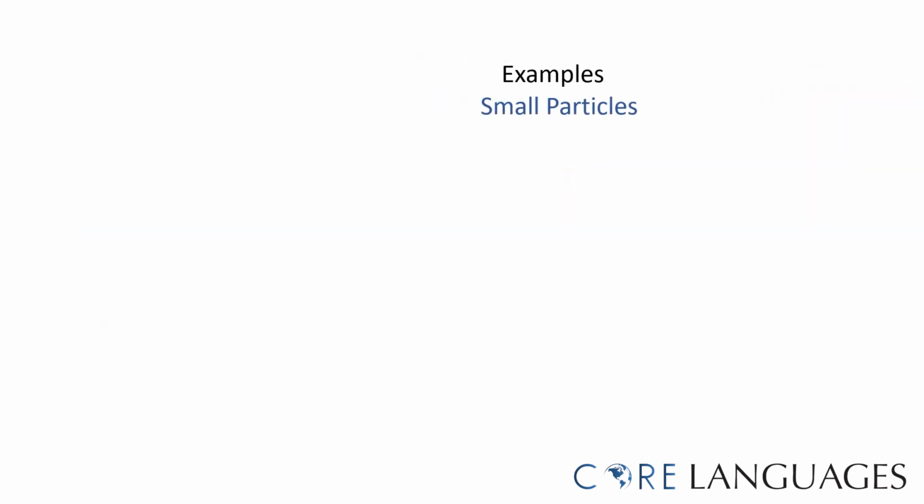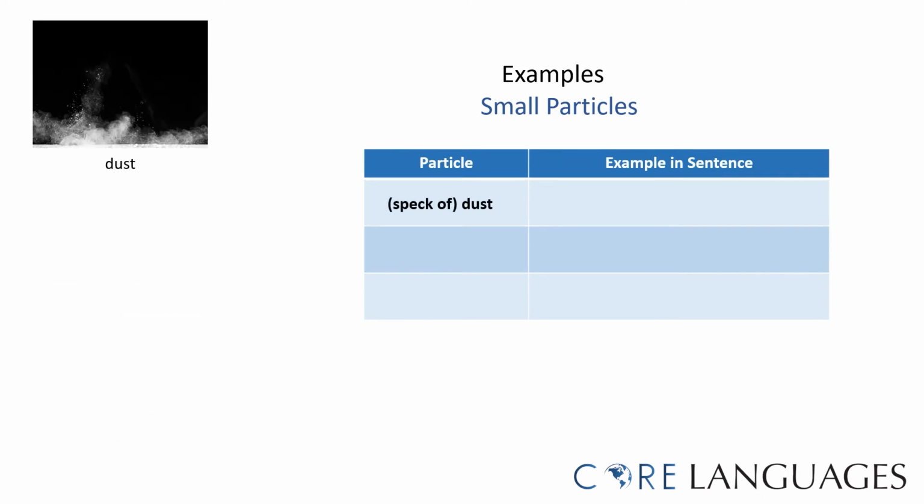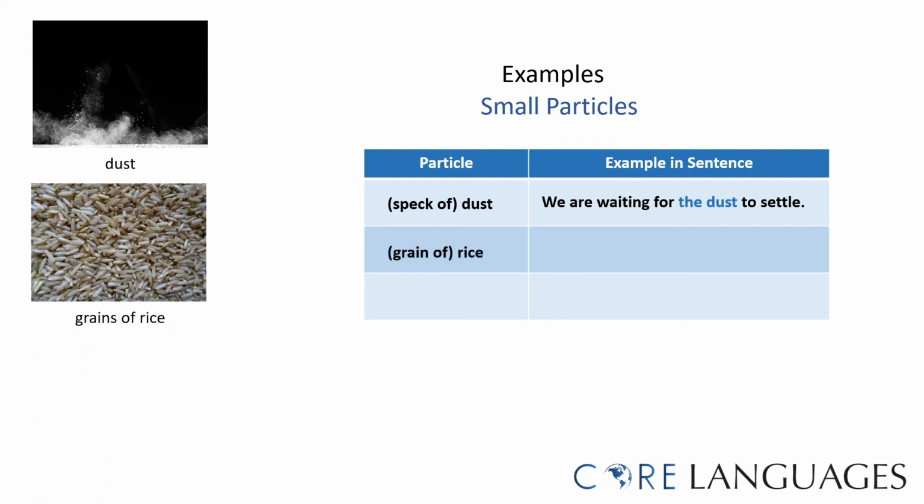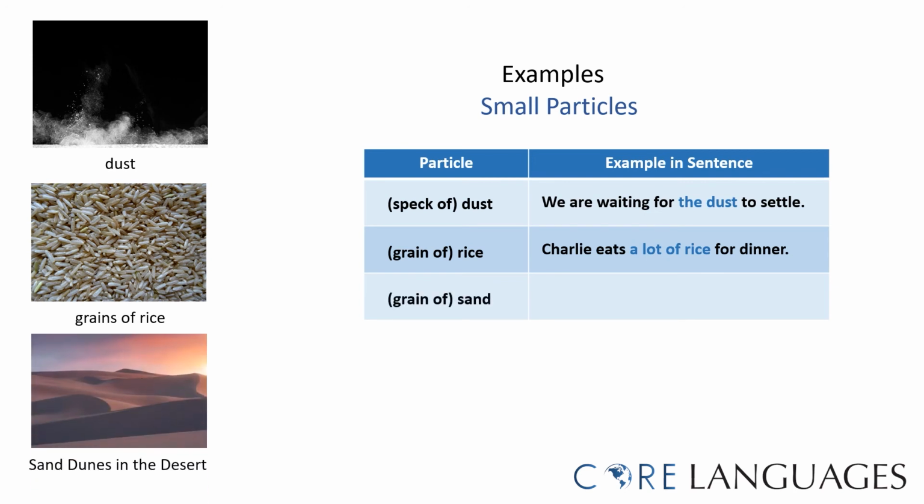Here are examples of sentences that use uncountable nouns that come in small particles. For example, dust or a speck of dust. We are waiting for the dust to settle. Rice or a grain of rice. Charlie eats a lot of rice for dinner. Sand or grain of sand. There is so much sand in the desert.